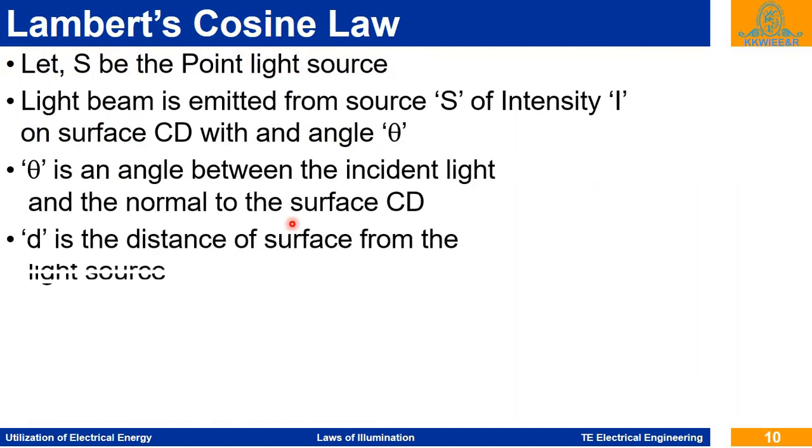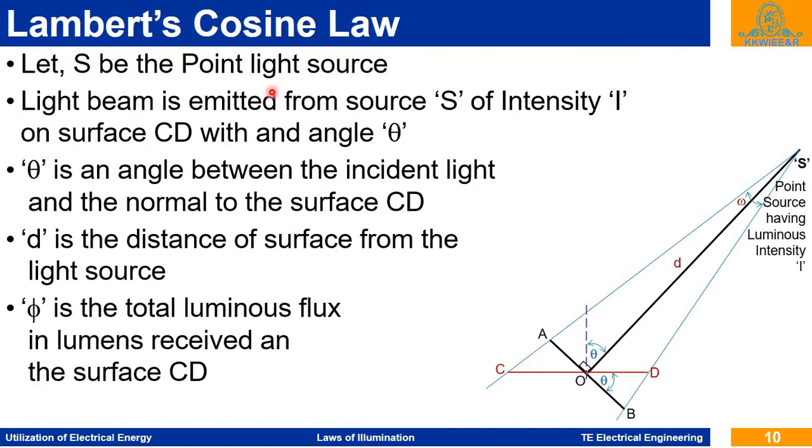So again we see the mathematical derivation. Let S be the point light source. This black color line is a light beam from this point source S with an intensity I, which is incident on this plane CD.